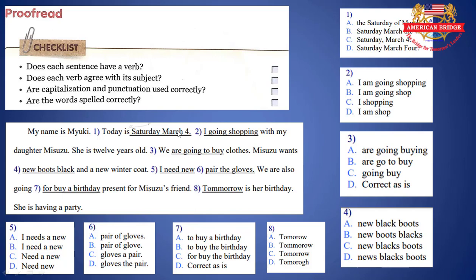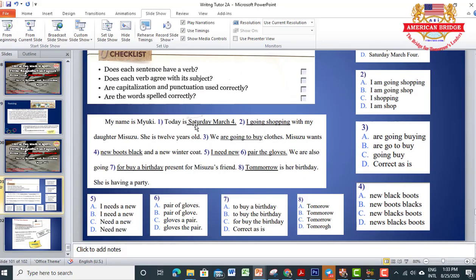So from number 1 to number 8, you will see that the errors can be subject verb agreement, full stop, capitalization, and spelling, the four points that the teacher reviewed above. Let's check the first sentence, everyone. Today is Saturday, March 4th. Okay, now let's check the answer together. Number 1, today is Saturday, March 4th.